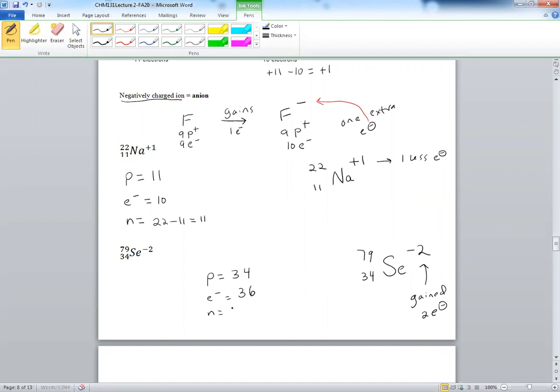And of course, for the neutrons, we take 79 minus 34, and we get 45 neutrons. So that's the idea behind ions. Just practice a few of these and you should be okay at that.